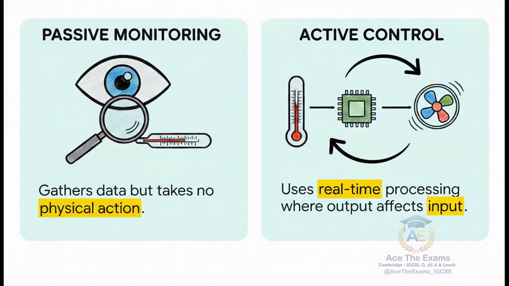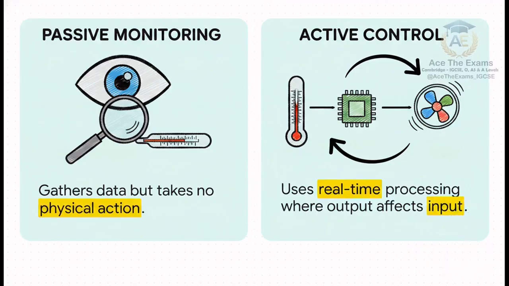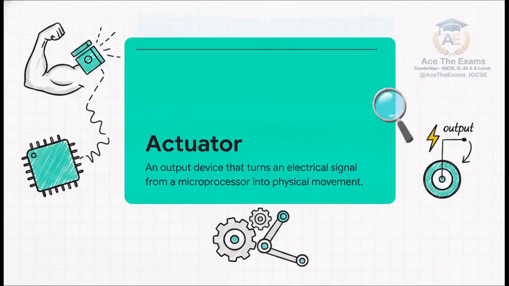So the absolutely crucial point here is the difference between monitoring and control. And honestly, this trips up so many students. A monitoring system just gathers data. It takes zero physical action. But a control system uses real-time processing, where the output actually affects the input. The system physically changes its environment, which in turn changes the very next input reading. It's a massive difference. To make those physical changes happen, we need actuators.